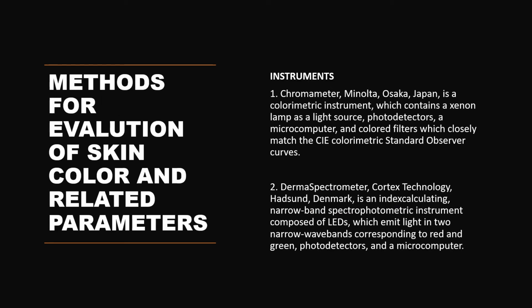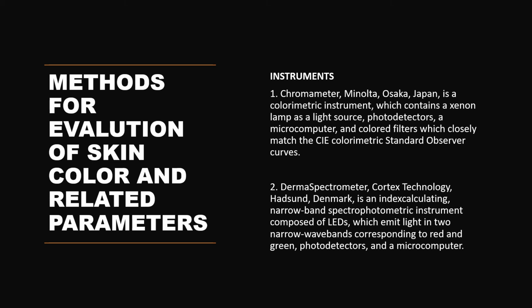So these are the equipments which come into the category of the reflectance spectrophotometer. First is the chromometer. It is a colorimetric instrument which contains a xenon lamp as a light source, photo detectors, a microcomputer, and colored filters which closely match the CIE colorimetric standard observer curves. So these are based on the colorimetric indices.